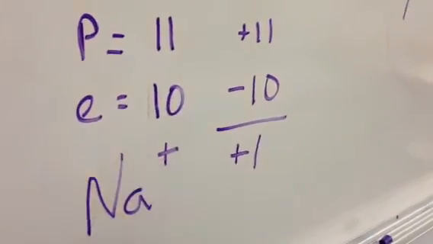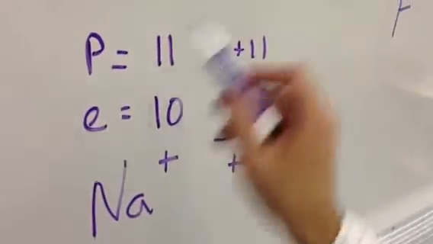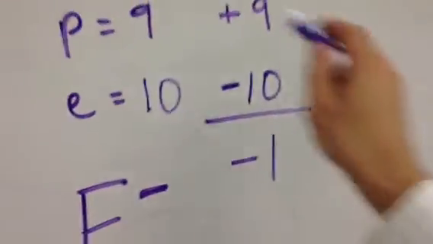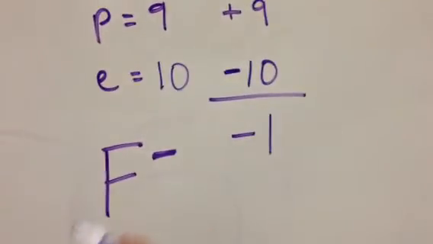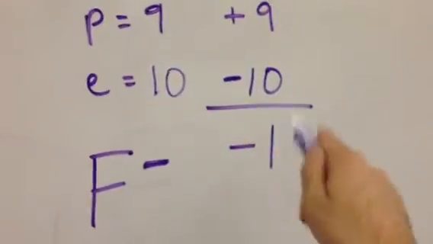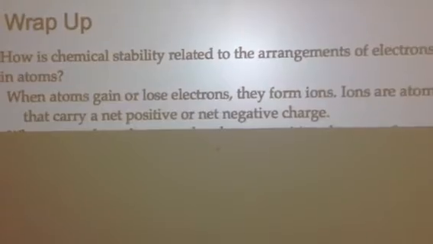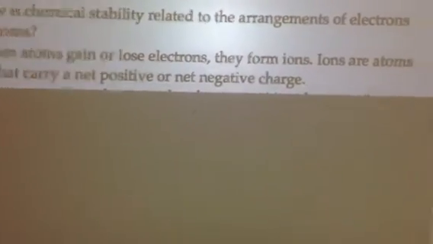So lose electrons, the overall charge becomes, sorry, I said that wrong. Lose electrons, the overall charge becomes positive. Gain electrons, the overall charge becomes negative. Okay, let's go back over to here. So the idea is you can have a net positive or a net negative charge.